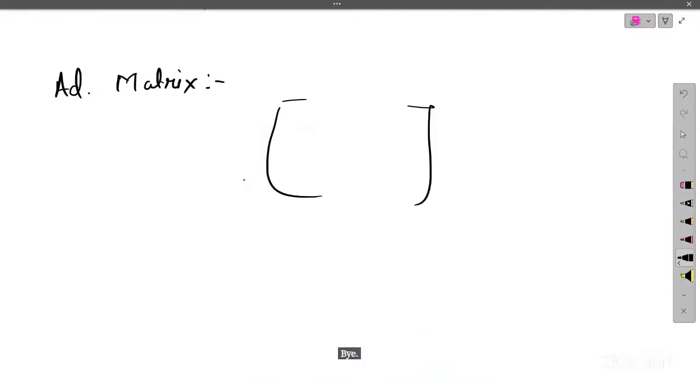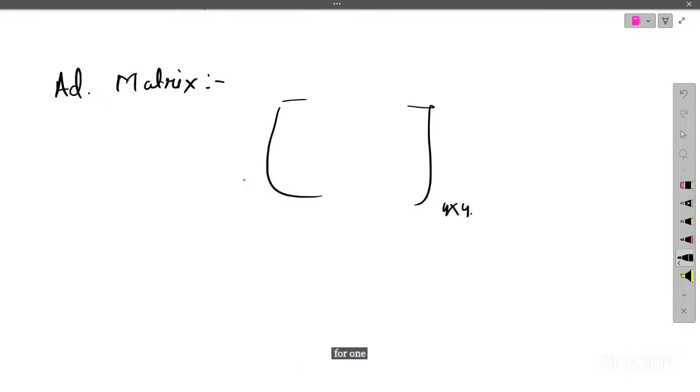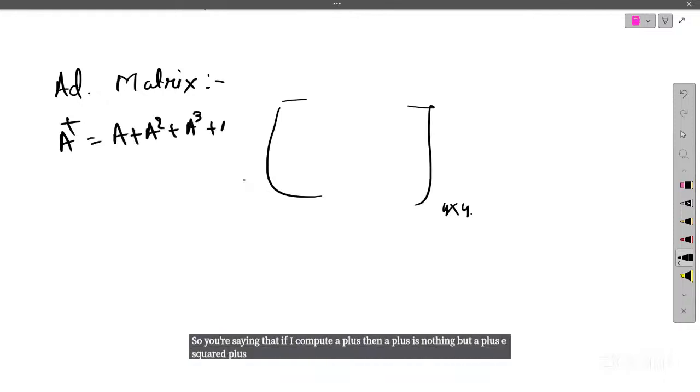Yes, if there is a path, it has to be A1 plus A square plus A3 up to A4, so you have to multiply it 4 times. It would be pretty complicated. Right, so you want to compute A plus. A plus is nothing but A plus A square plus A cube plus A to the power 4, right? So don't go via this method.